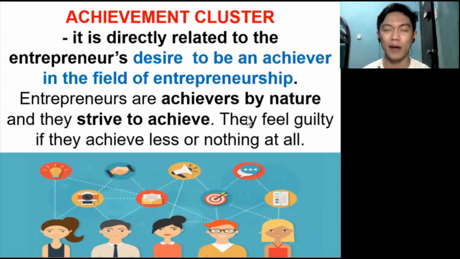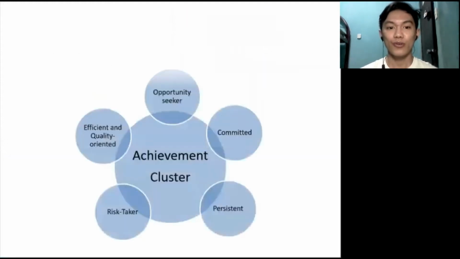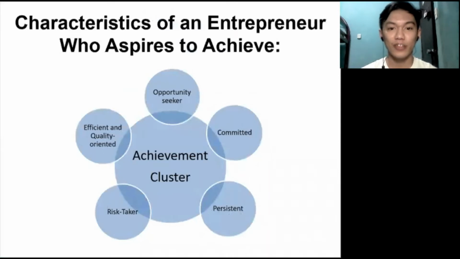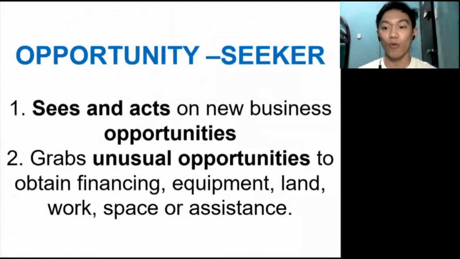Okay? So if we have some vision and mission in ourselves or in our business, in achievement cluster, ang sinasabi lang dyan ni entrepreneur is kailangan sa lahat ng bagay mapagtagumpayan natin lahat. Yun yung sinasabi diyan sa achievement cluster. So here are the characteristics of an entrepreneur who aspires to achieve: risk taker, efficient and quality-oriented, opportunity seeker, committed, and persistent. These are the characteristics of the entrepreneur under the achievement cluster. So let's talk about them one by one.